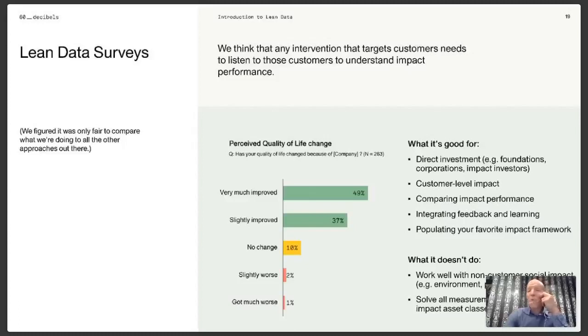But what we feel like we do best is working with people who are making direct investments that have customers, so usually best for B2C. We do some B2B as well, but mostly B2C with a social purpose. To get customer level impact, to compare performance, to integrate feedback and learning, and importantly, to populate whatever your framework is. So if you want to align to the SDGs, to the IMP, to whatever other framework, whether it's in microfinance or other sectors, we are trying to help you get the data you want to populate that framework.